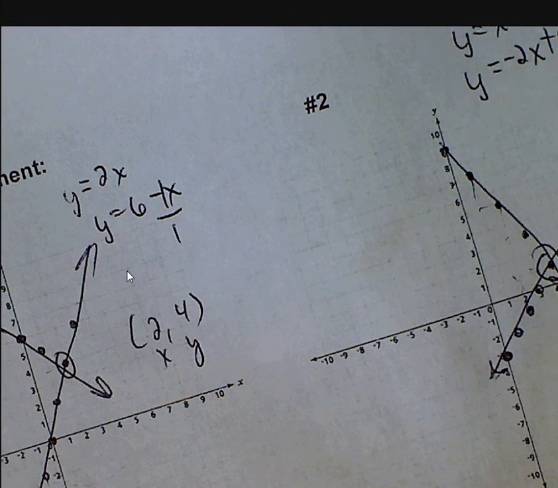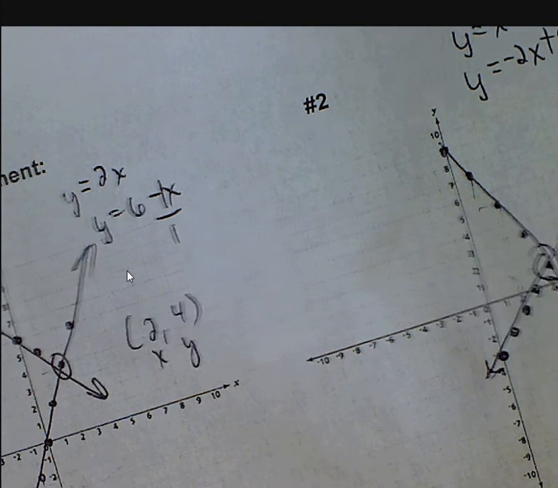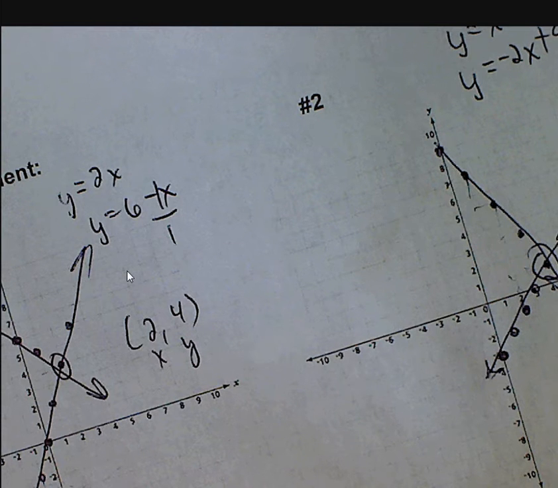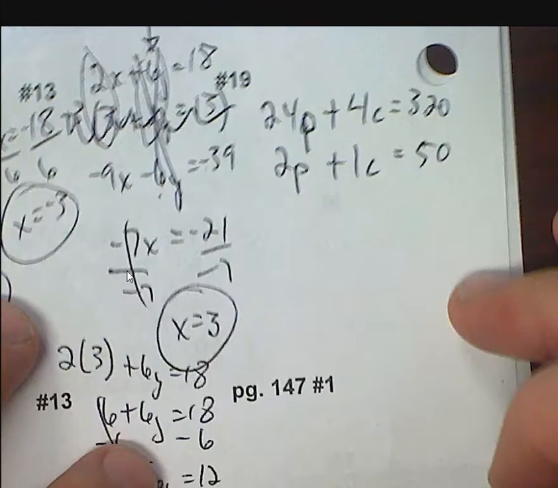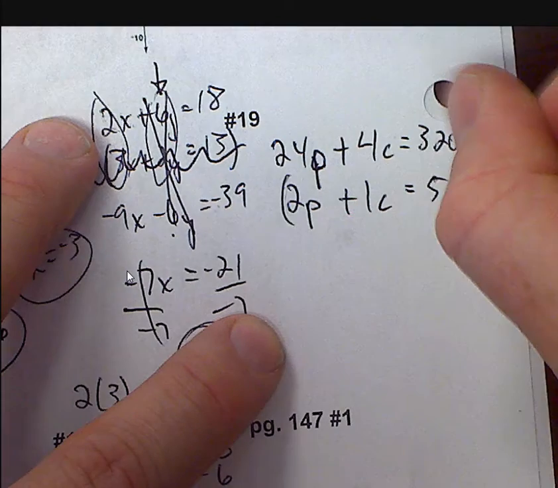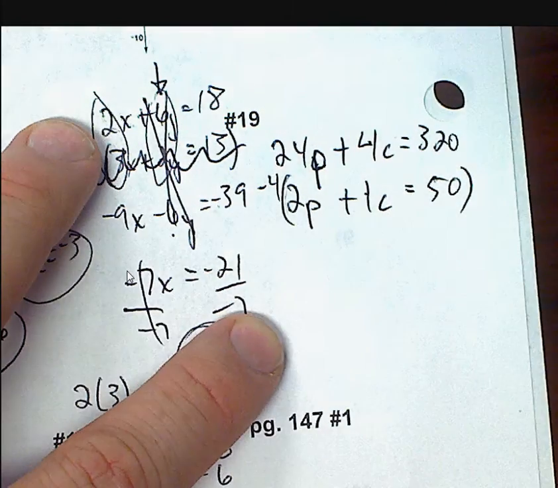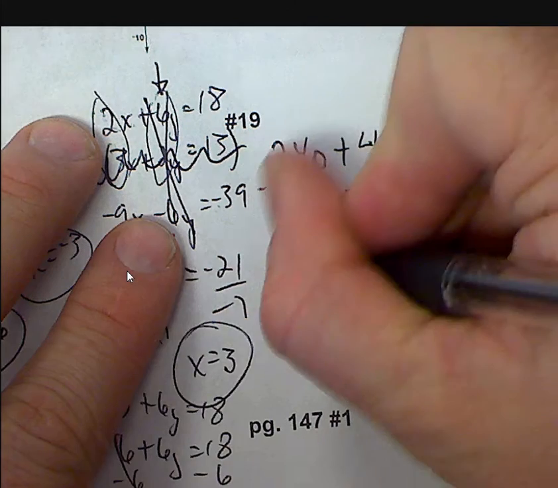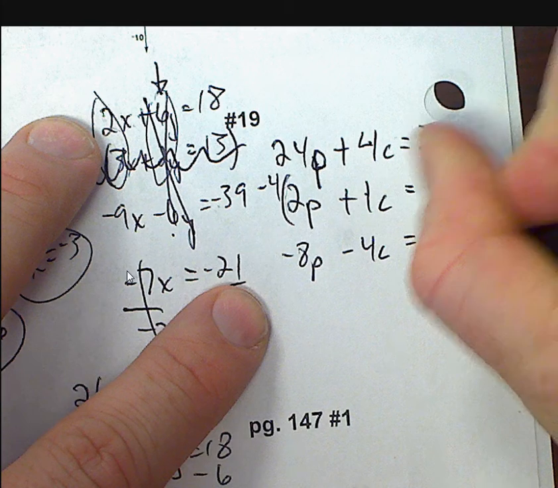Our next one would be 2P plus 1C equals 50, because it says 2 reams of paper plus 1 ink cartridge added up to 50. There's my system of equations. I like the 4 and the 1, so I'm going to multiply this by negative 4. That gives me negative 8P minus 4C equals negative 200.